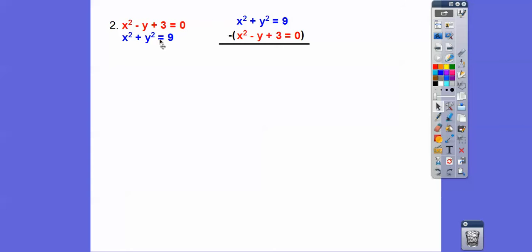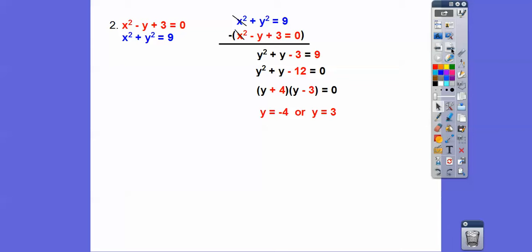So I put bluey right here and then reddy down below, and then we can subtract. So when we subtract, we get y squared plus y minus 3 equals 9. Then we'll subtract 9 from both sides. Then we'll factor that, and there we get 2 y values. So when y equals that, then I'll go ahead and add y to both sides. So I get y equals x squared plus 3. So we'll plug in negative 4 for y.